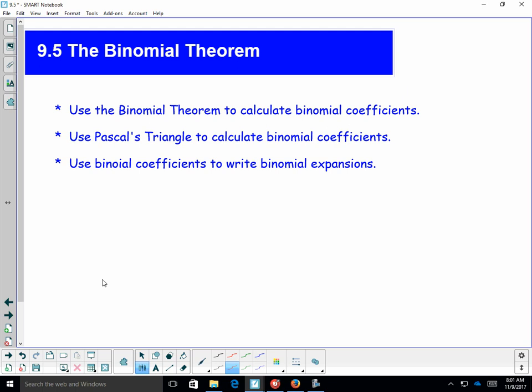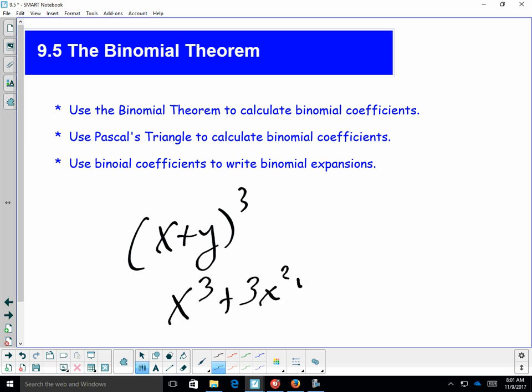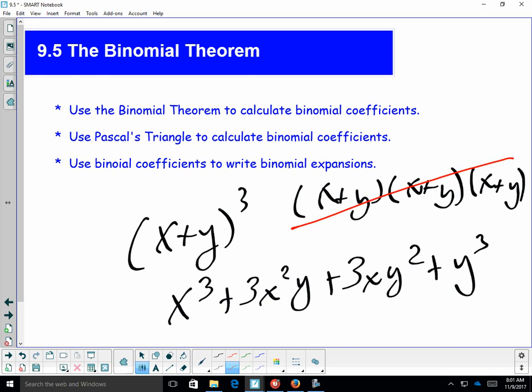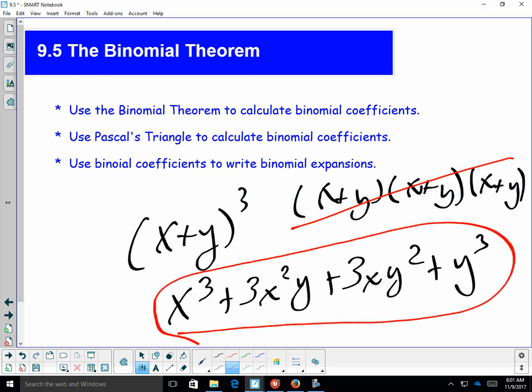So a binomial is when I have the quantity of something like x plus y and I raise it to some power. By using the binomial theorem, I'm able to write this expansion quickly without actually having to take x plus y times x plus y times x plus y. The binomial theorem and Pascal's triangle make it so that I don't actually have to FOIL that and then redistribute. I can just recognize a pattern and do it that way.